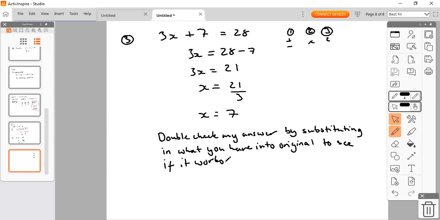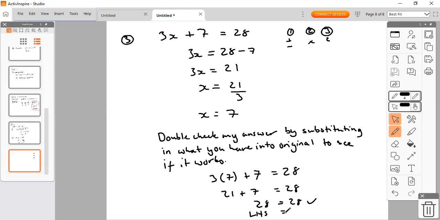What I mean by that is taking this answer and putting it into this and seeing if it works. The answer we found is 7, so I'll substitute that in and make sure the left-hand side equals the right-hand side. So 3 times 7 is 21, plus 7 equals. The left-hand side that I've worked out equals the right-hand side. Well, that's nice and simple.